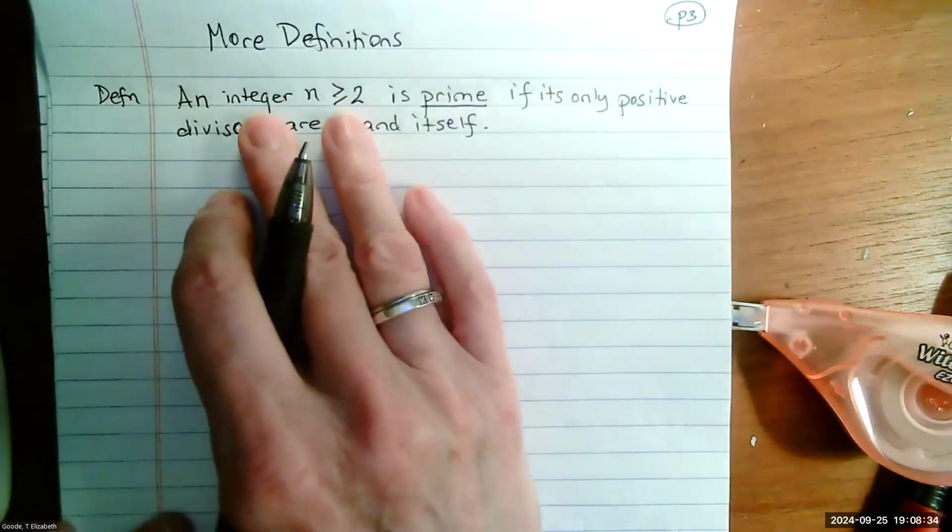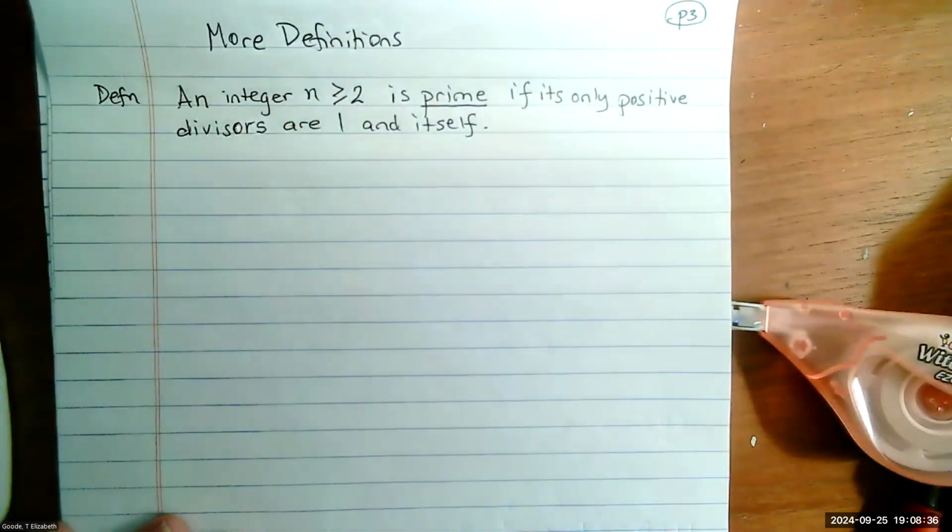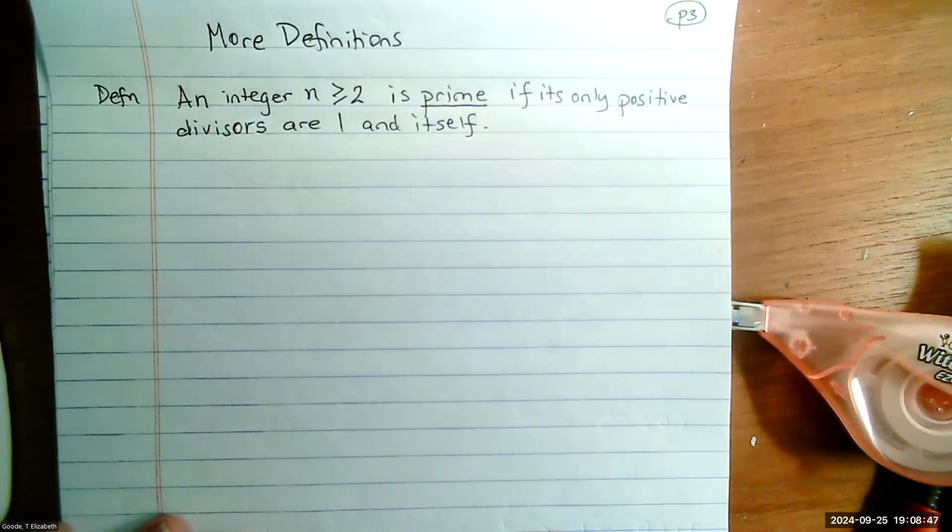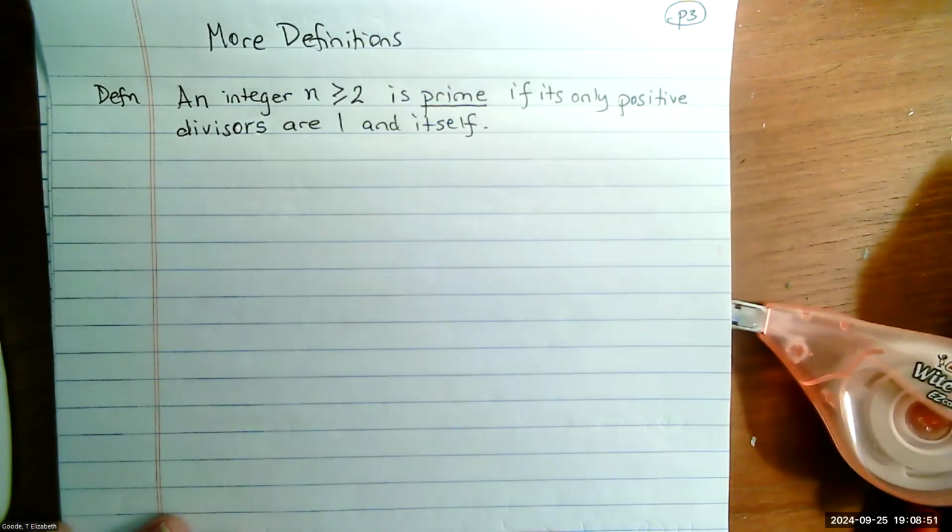So the thing about this definition, folks, is it doesn't apply to integers that are smaller than 2. If an integer is smaller than 2, the question of is it prime doesn't even make any sense, because that definition only applies to integers that are at least as large as 2.